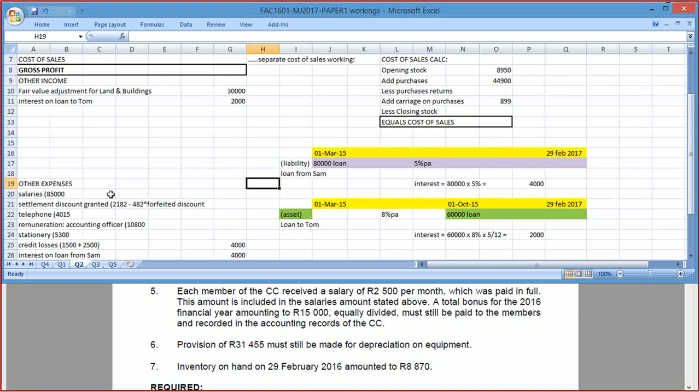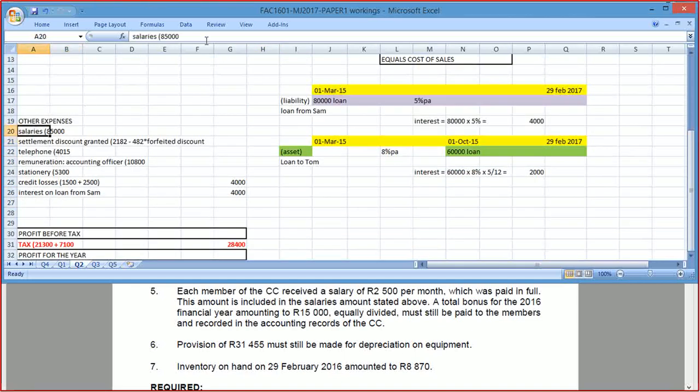Okay, yes. Okay, remember, a CC will survive forever. Okay, it's a separate legal entity. It runs on its own. It doesn't matter who's the member. The members are separate from the business. Does that make sense? Yes, it does. Okay, so must you show their salary separately? Yes, you do. Right, so I'm going to subtract, open brackets, 2,500 times 12 months times 2 members, close brackets. So we need to fix the disclosure.